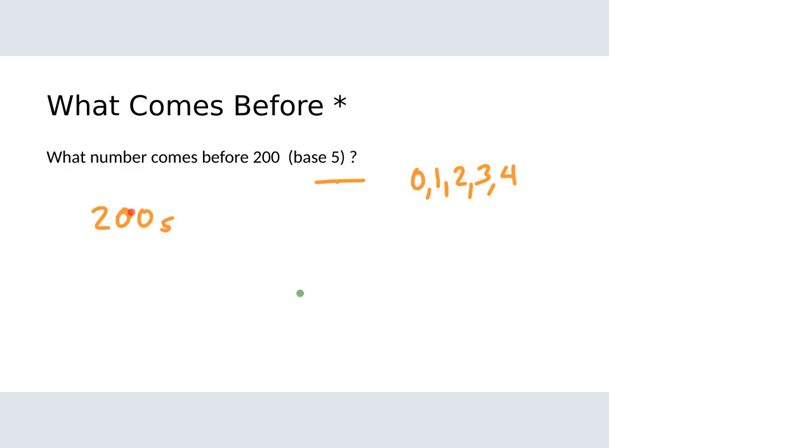And I want to know what comes before that. Okay, well, what would come before that would be, this has to go backwards by 1. So my first thought is, well, then that becomes a 9. Wait a minute, it can't be a 9. I don't have 9. It becomes a 4, the biggest number I have in my system. I need to reduce this by 1, but I can't. It's a 0. So that has to go to the biggest number I have in my system. And now this one I actually can reduce by 1, and I end up with 144, base 5.